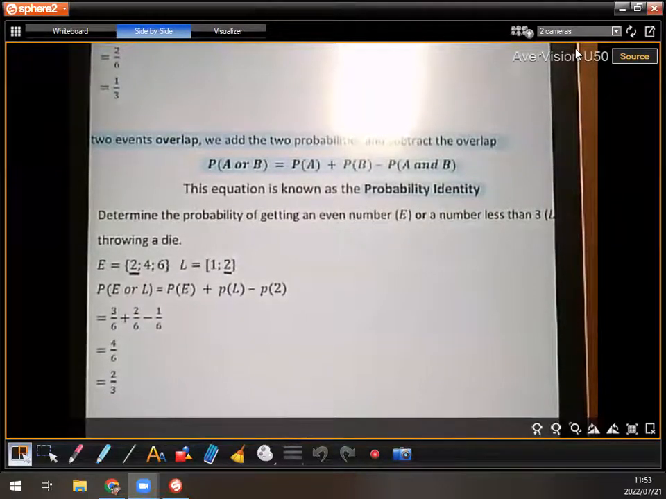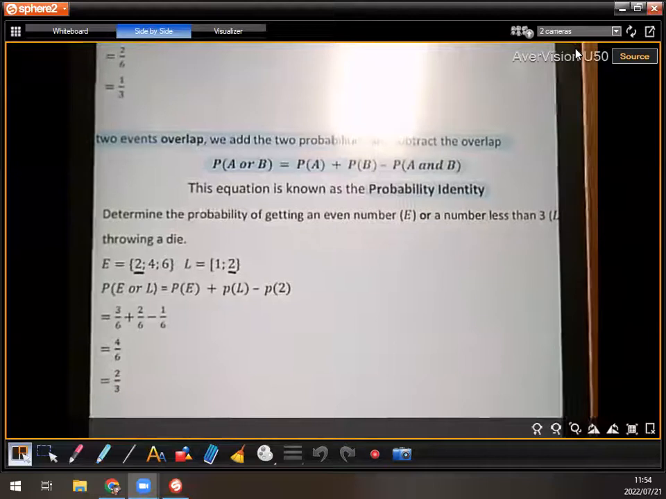So guys, if you're taking E, that's 3 of them, and then you're adding L, that's 2 of them, you counted the 2 twice. So you do have to minus that 2, which is the overlapping. That's where that formula comes from.